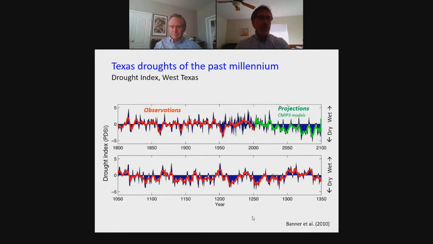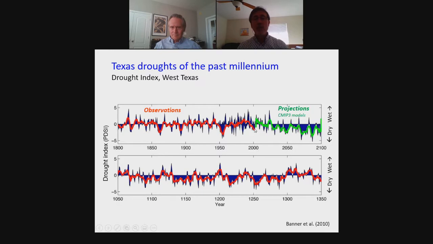Let's look at droughts in Texas, or one location in Texas over the past 1,000 years. So here on the x-axis, we go from the year 1800 to the year 2100 on the top panel. The bottom panel, we go from the year 1050 to the year 1350. And what's shown here on the y-axis is this drought index, Palmer Drought Severity Index. Doesn't matter the name of the index or these numbers. Negative numbers means it's drier than normal. Positive numbers means it's wetter than normal, right? Here's a little cheat sheet here. Dry is downward, wet is upward.